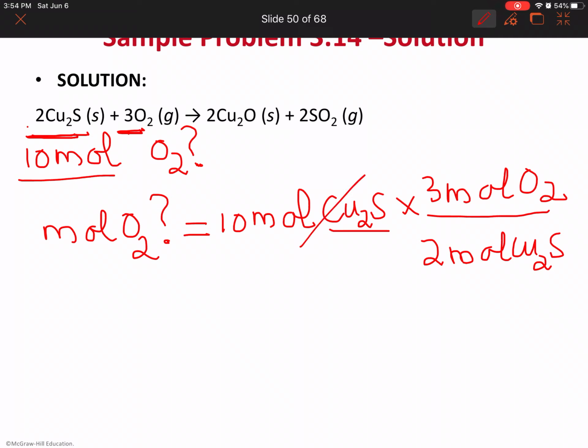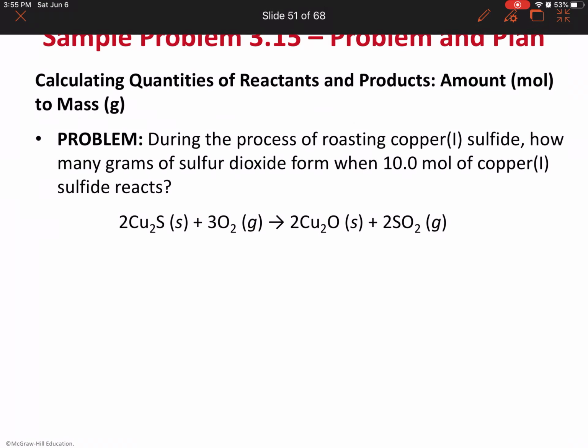That is the molar ratio you get from your balanced equation. So mole copper sulfide cancels, and then you just do the math part. 10 times 3, 30 over 2, 15. 15 moles oxygen. That is the number of moles of oxygen needed to react with 10 moles of copper sulfide. Ratio 2 to 3. So we use that ratio as a conversion factor. And then the next one.